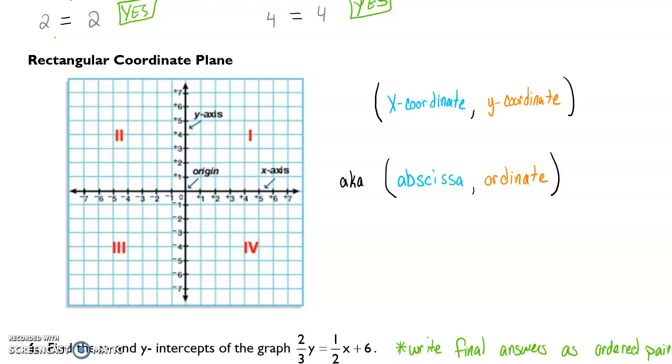Okay, we have our 4 quadrants, and we've got our x coordinates, y coordinates, positive x's, positive y's. The origin is 0, 0. You guys know all that. I don't have to go through too much review there, but feel free to ask questions if you have any.